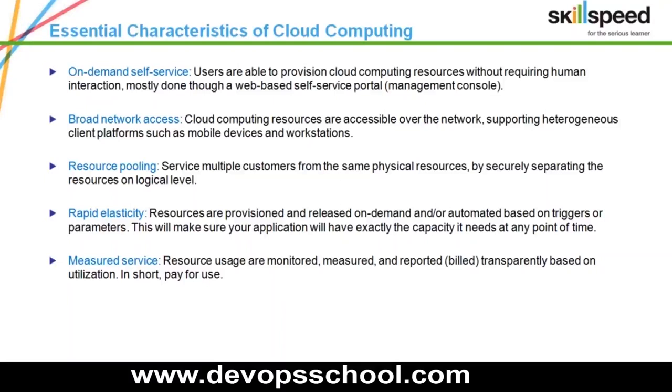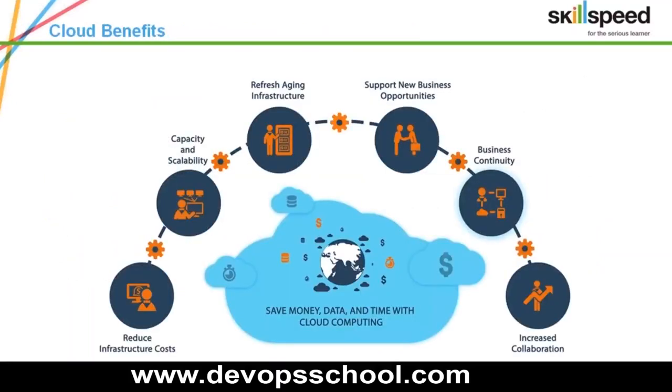And again, broadband network access, the way you want it, the kind of speed you want it, resource pooling, rapid elasticity, and measured service. So these are the characteristics of each model we have in cloud computing. Okay, so what are the benefits?